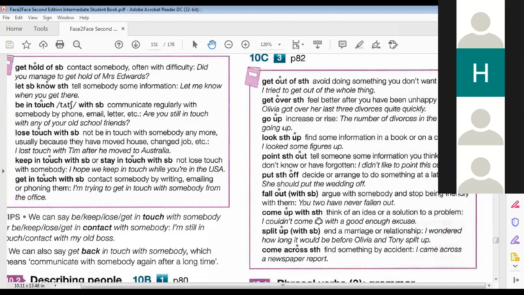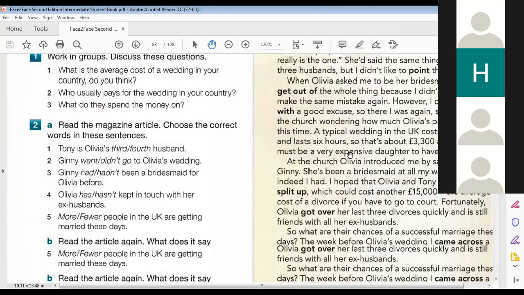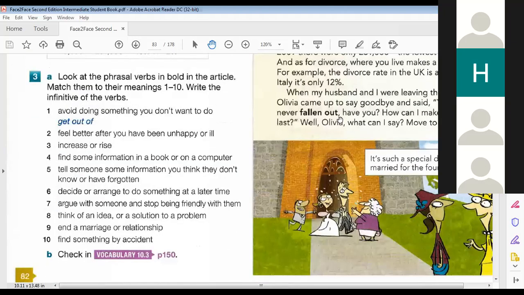Come up with means you think of an idea. Split up is the end of a marriage or any other relationship. Come across means you find it by accident. You didn't plan to find it. This is the idea. All right, so this means we can go back and do the exercise. So number 3, we finished it. These are the phrasal verbs we used in the article.